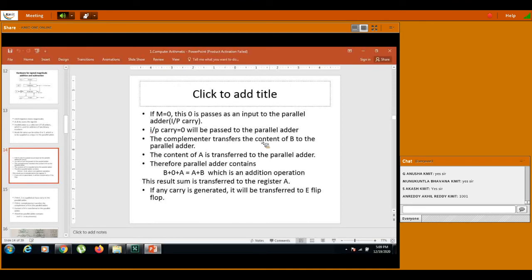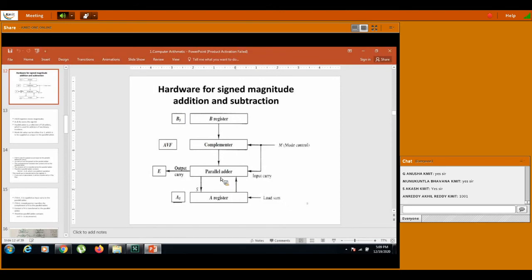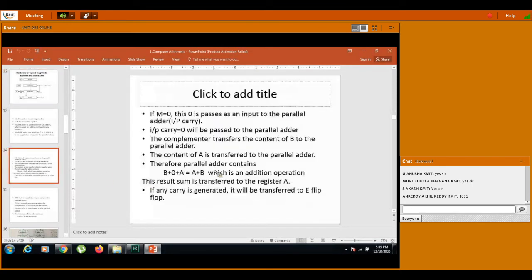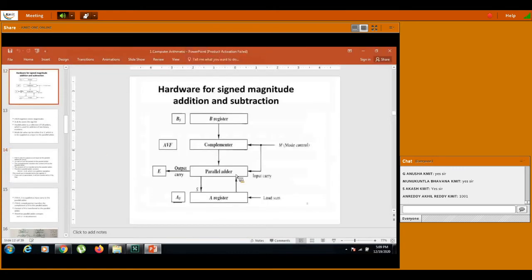The complementer transfers the content of B to the parallel adder, and the content of A is transferred to the parallel adder. Therefore, the parallel adder contains B plus 0 plus A, nothing but A plus B. So you are getting B here, you are getting A here, both are added and you will be getting the output.